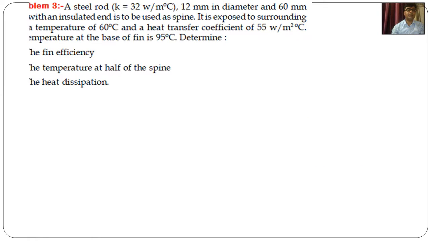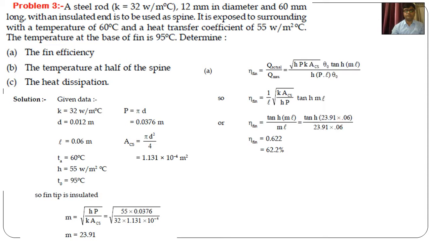Let us talk about problem number 3, in which a steel rod, conductivity 32 watt per meter degree centigrade, 12 mm in diameter and 60 mm long, with an insulated end, is to be used as a spine. Why am I considering this problem? Because it mentions a diameter, which means it is not a rectangular fin, it is a circular fin, and the area of cross section from root to tip is uniform.